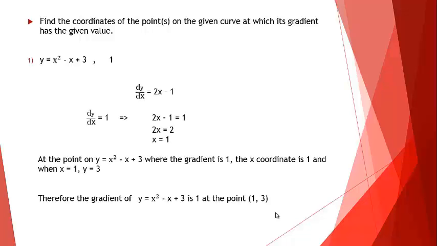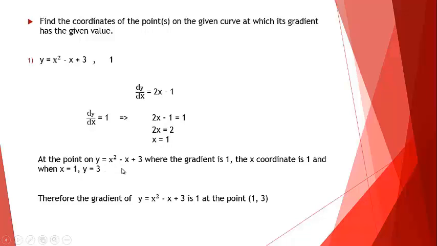So dy by dx equals 2x take away 1, and the gradient has a given value of 1. So we have an expression for dy by dx, and also we have a value for dy by dx. So we equate both of them, and we get 2x take away 1 equals 1, and by bringing the 1 on this side, on the other side, we get 2x equals 2. And by dividing both the sides by 2, we get x equals 1.